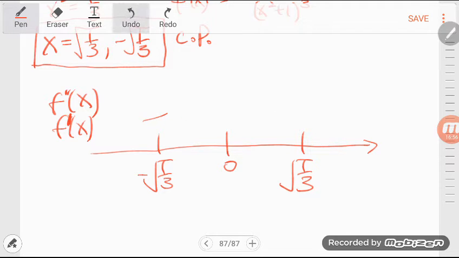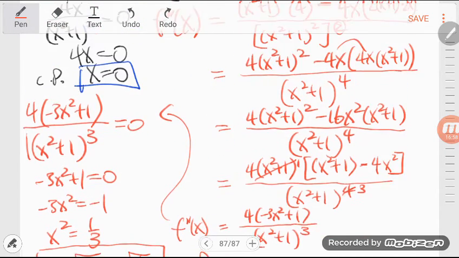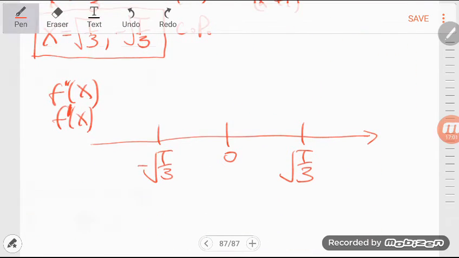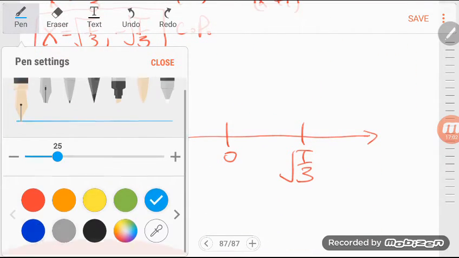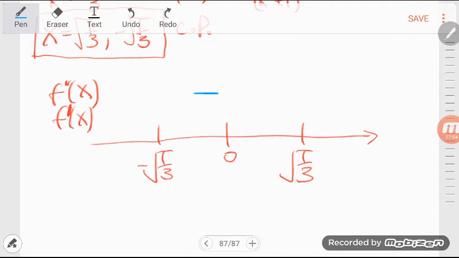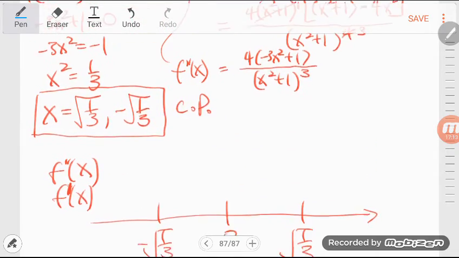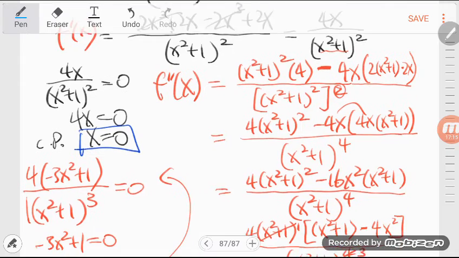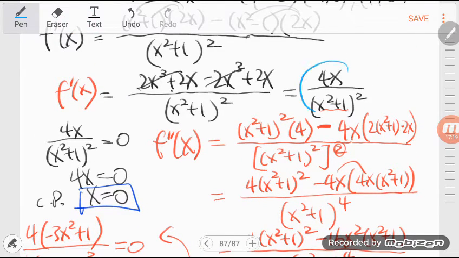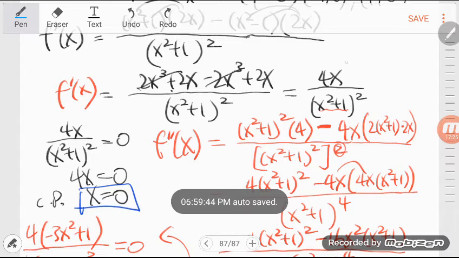So let's see. I'm going to test, so let me write the test values in blue. For the f double prime, I'm going to test with, say, negative 1 and 1, okay? So I'm going to look at my second derivative expression. My second derivative expression is over here. And when I substitute negative 1 in here, my numerator will be negative, my denominator will be positive. So overall, I will get a negative. So this is negative throughout.